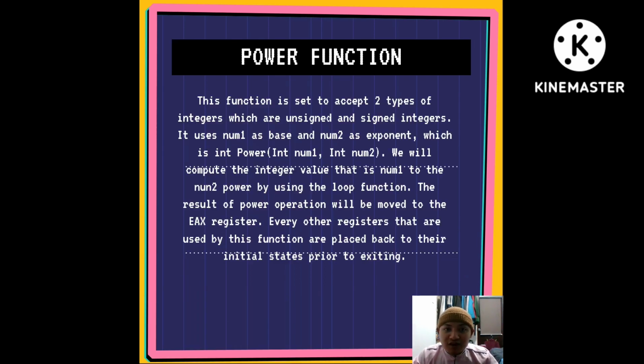Okay, so for the power function, this function is set to accept two types of integers, which are unsigned and signed integers. It uses num1 as base and num2 as exponent. We will compute the integer value, that is num1 to the num2 power, by using the loop function. The result of the power operation will be moved to the EAX register, and every other register that is used by this function is placed back to its initial state prior to exiting.